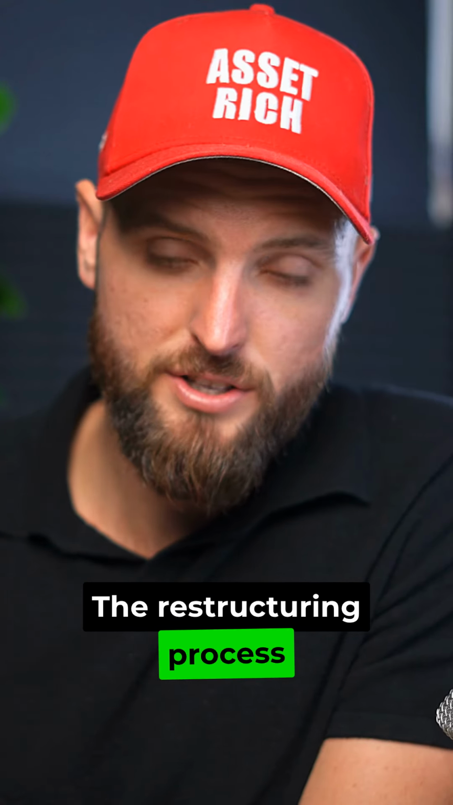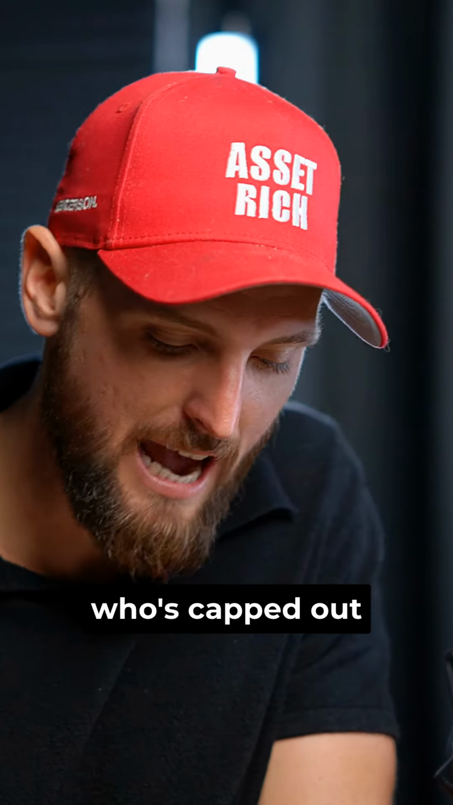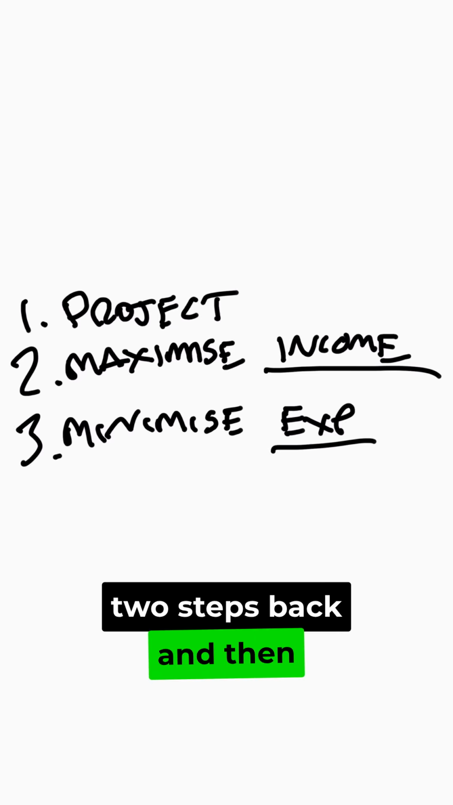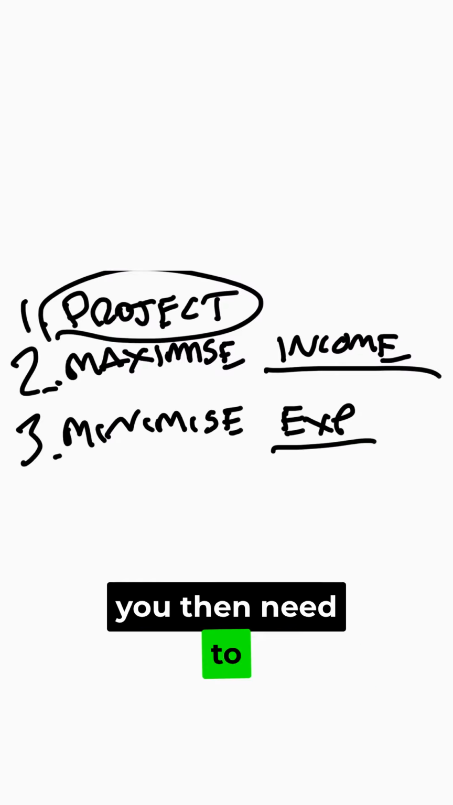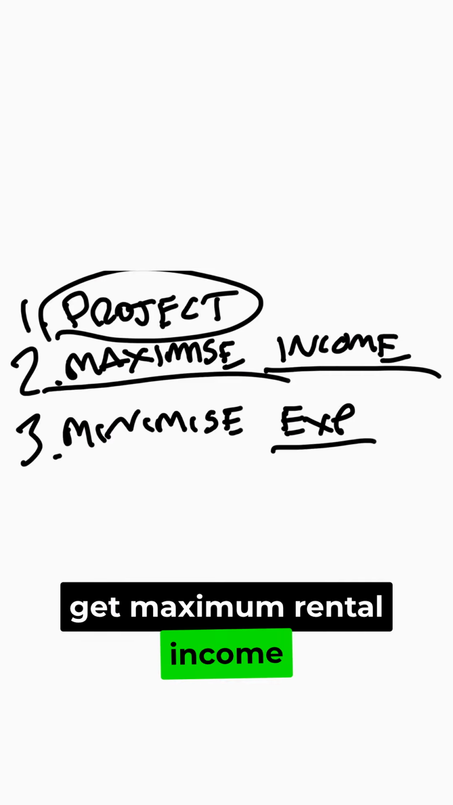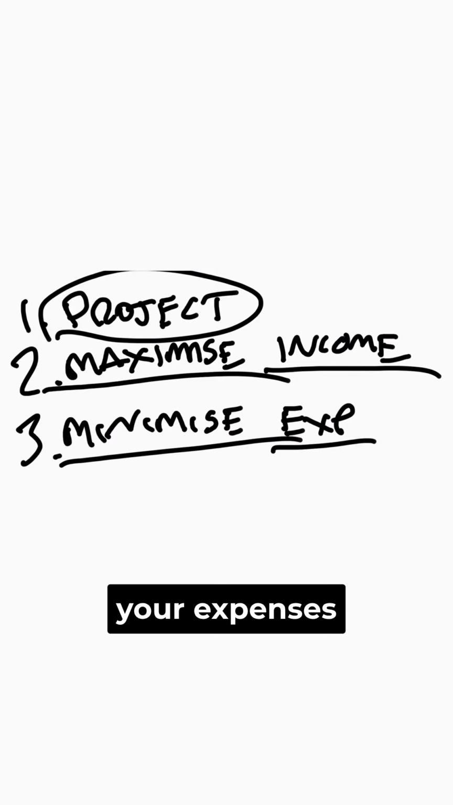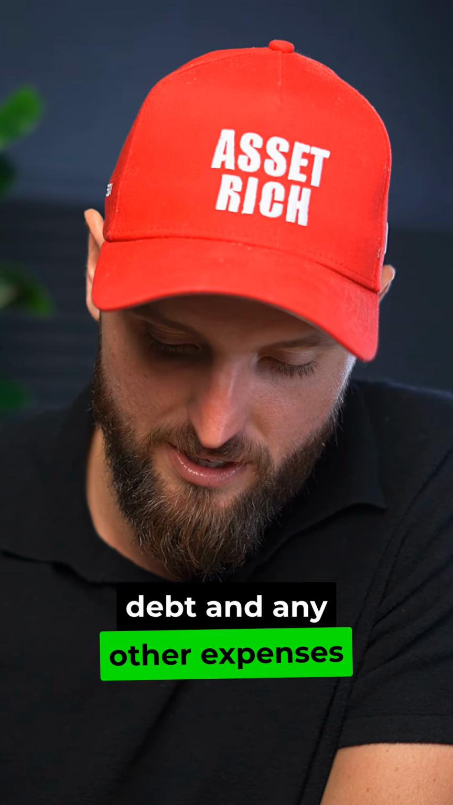The restructuring process essentially follows this exact strategy. So if you are someone who's capped out, you need to go 2 steps back, and then you need to protect. Once you've gotten rid of the debt and obviously increased serviceability, you then need to go through and maximize income. So the future investments that you're buying, make sure you can get maximum rental income, and you want to minimize your expenses, which you've already done by eliminating your owner-occupied debt and any other expenses associated with that.